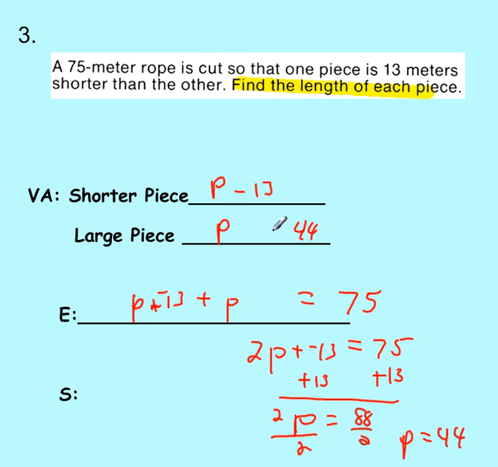I plug in, and it's going to be 44 minus 13, which gives me 31. So this piece is 31 meters. I can put the meters on there too. So one piece is 44 meters, the other piece is 31 meters. Add those two together, and I get a 75-meter rope.